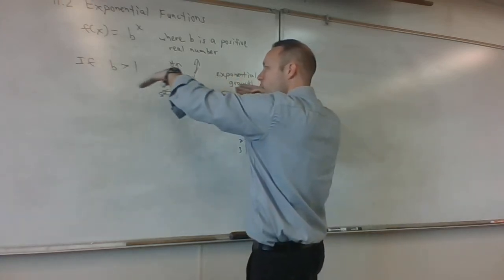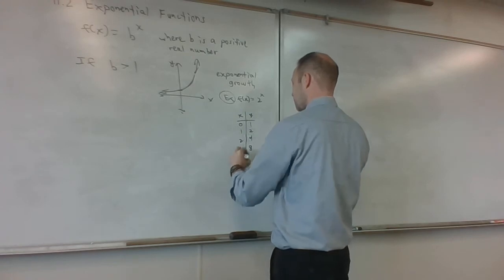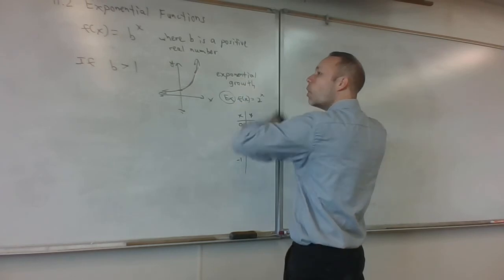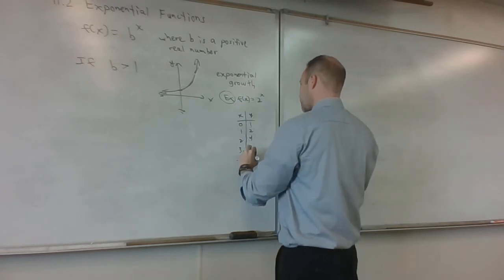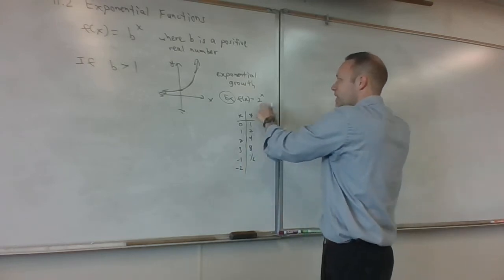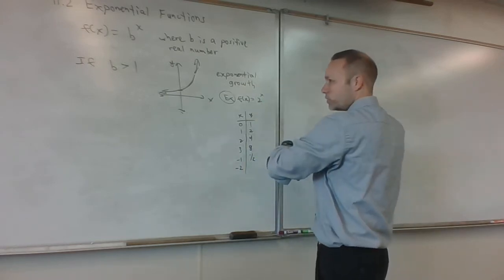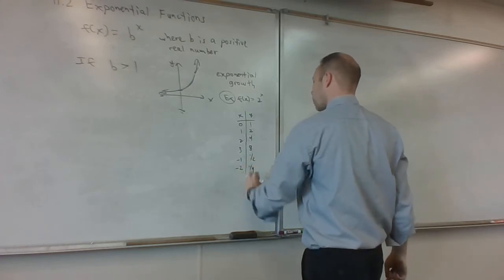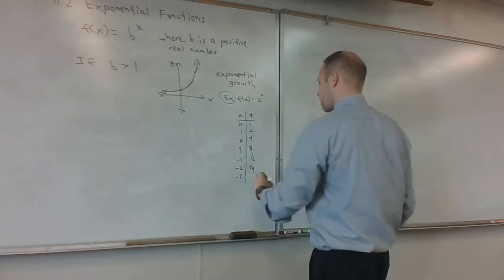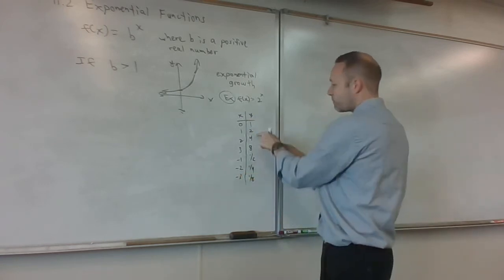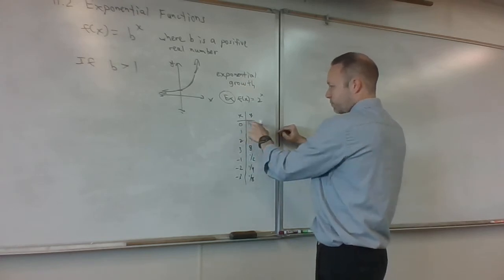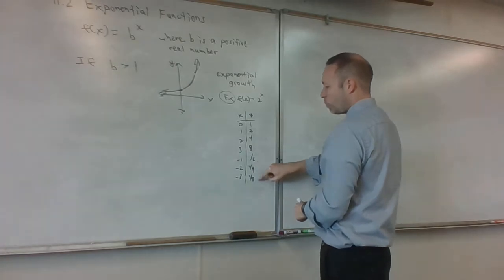But rewinding to negative numbers: if x is negative 1, 2 to the negative first is the same thing as 1 over 2 to the positive first, which gives us 1/2. If x is negative 2, 2 to the negative 2 is 1 over 2 squared, which gives us 1/4. If x is negative 3, 2 to the negative third is 1 over 2 cubed, which gives us 1/8. So we have reciprocals going here: 2, 4, 8, 1/2, 1/4, 1/8.